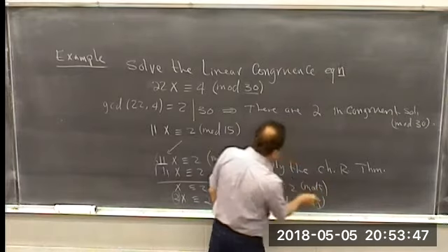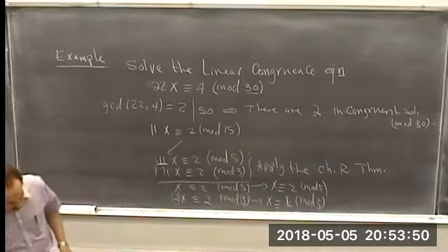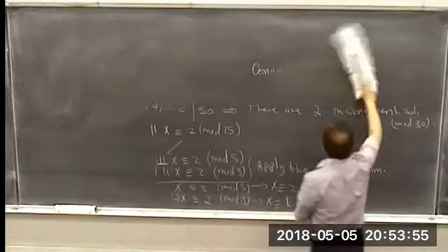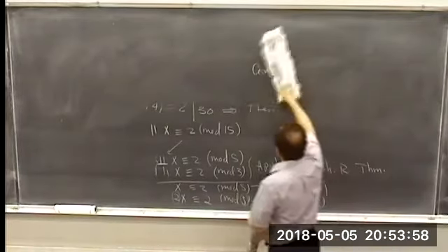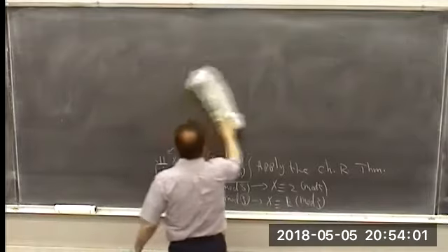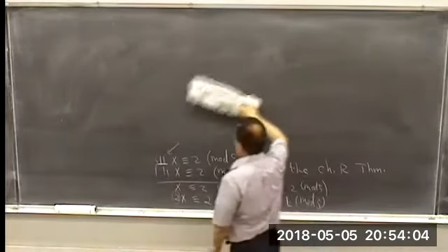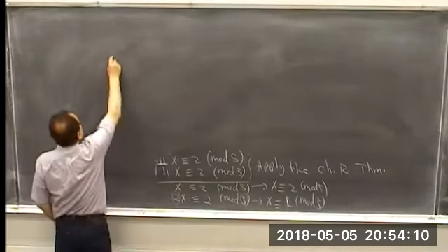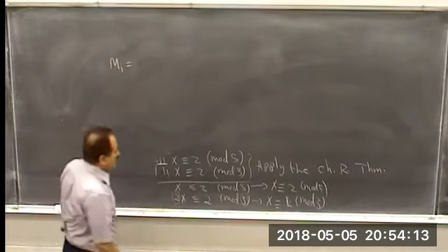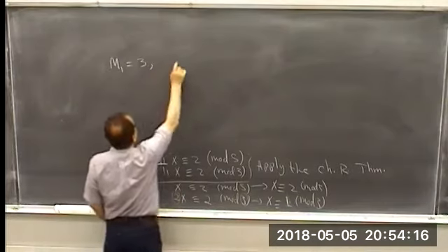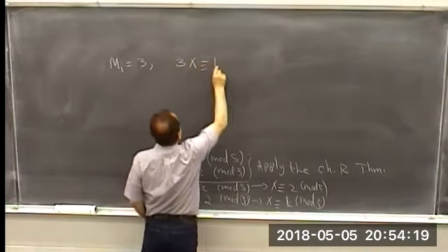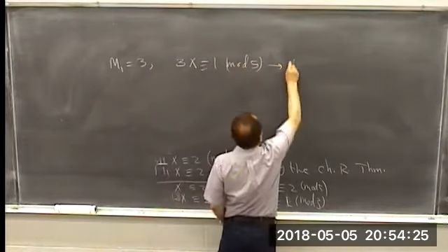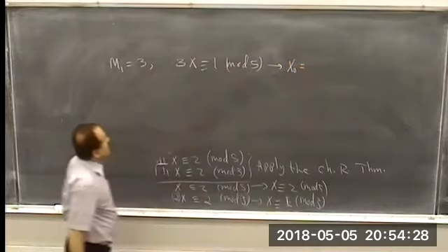Now we apply the Chinese remainder theorem to this reduced system. And remember how we do this one? We create a linear equation that we can solve. Remember, doing this is reducing the modulus, so this is very helpful. Then we're going to find M1. M1 is equal to 3, and we consider this equation 3x congruent to 1 mod 5. And the solution for this, just by inspection, is 2.